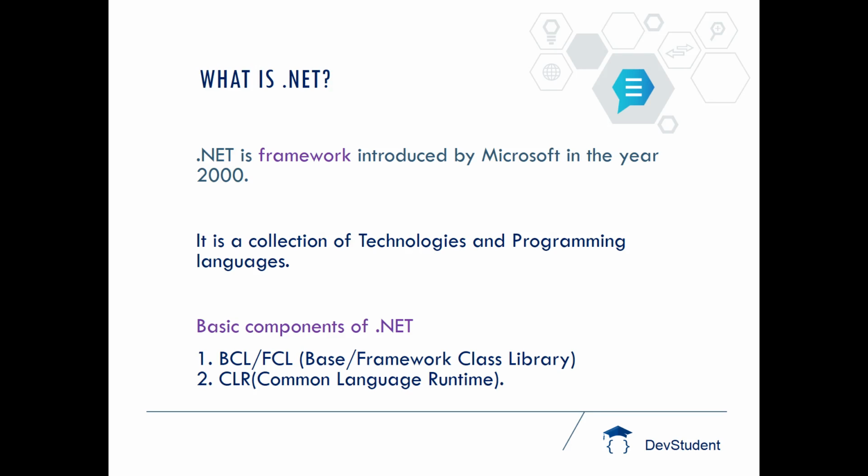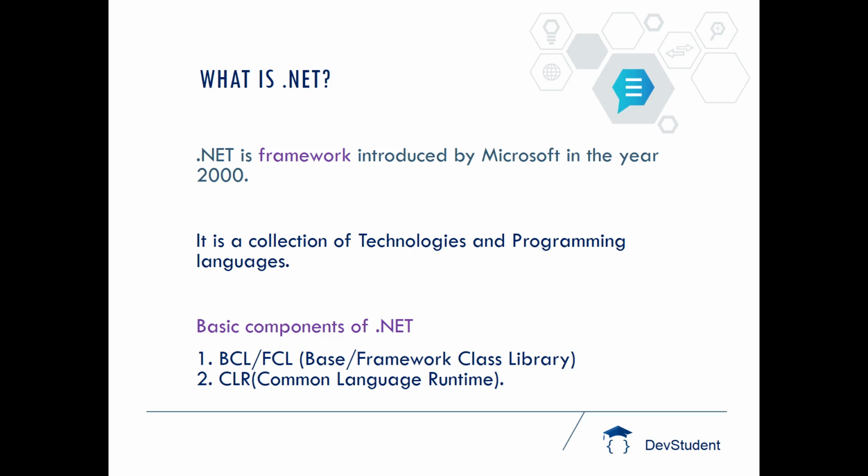So for example, now Microsoft .NET has multiple technologies like ASP.NET, ADO.NET, Windows Forms, WPF, WCF, like that. Multiple technologies are there which are used to develop different types of applications. And it also supports multiple programming languages like C#.NET, VB.NET, F#.NET, like that. A lot of programming languages have been supported by .NET. So all these technologies and programming languages come under .NET.